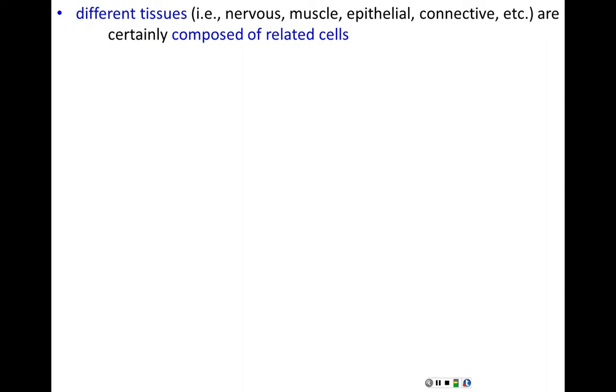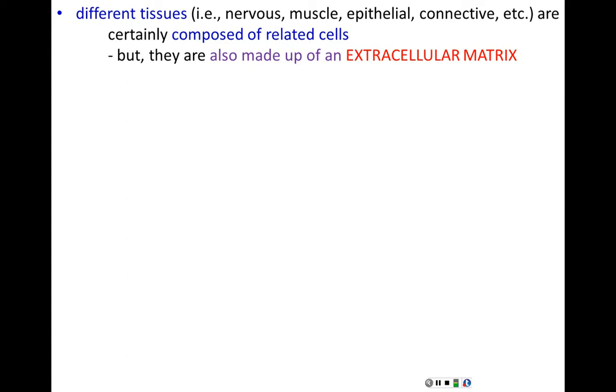And so epithelial tissues, connective tissues, muscle tissues, nervous tissues, these are cells brought together to make larger multicellular structures that have a common purpose and have a similar function, but by no means do all the cells of these different tissues have to be identical. What they do all have in common, however, is that all of these tissues are also made up of what is called an extracellular matrix, or an ECM.